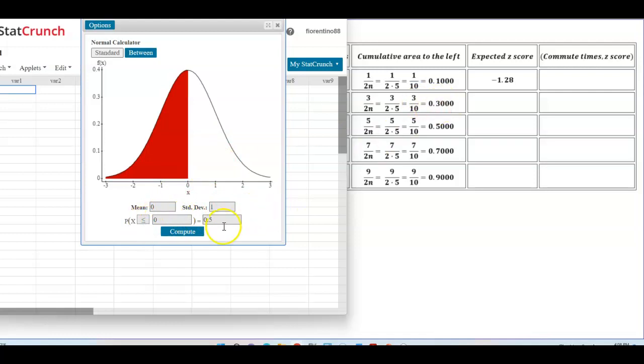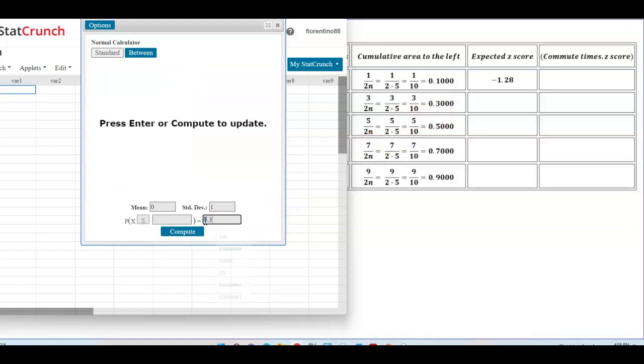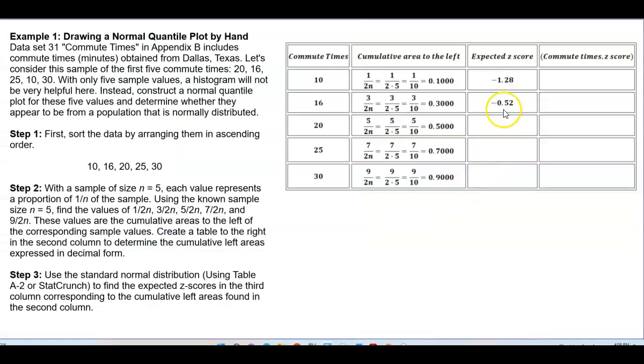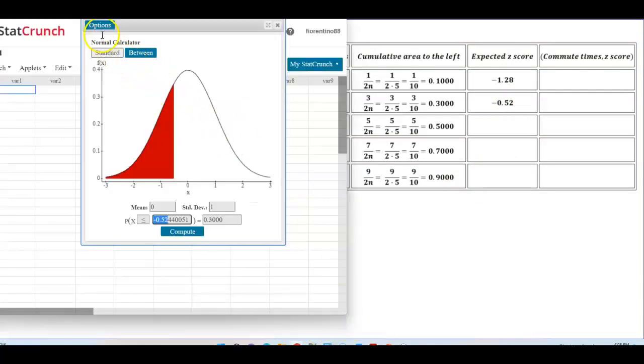Now we're going to put the area of 0.3000 and then select compute. And therefore we get the z-score of negative 0.52. So over here we get negative 0.52 as our z-score. Come back up here, let's hit refresh again. Again, we have the mean and the standard deviation of 0 and 1, the arrow is pointing to the left.